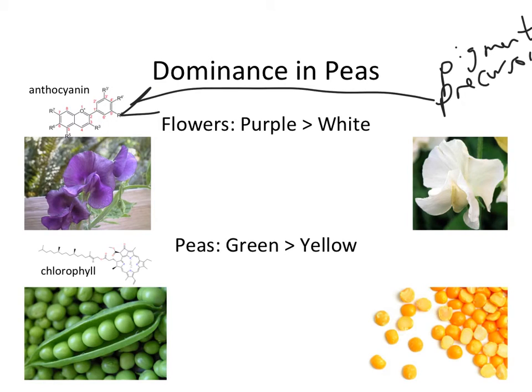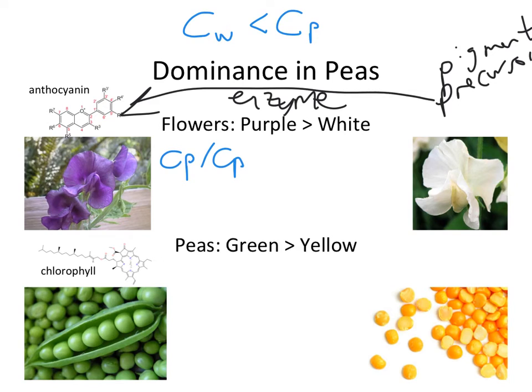There's a chemical reaction that happens inside a cell, which means we need an enzyme or protein. An enzyme is a type of protein, yep. So there's an enzyme that turns the colorless white pigment into the purple pigment. So why is purple dominant to white? Let's say we've got two alleles, color white, CW, and color purple, CP. If you're CP over CP, homozygous for the dominant version, you produce this enzyme that converts the precursor to purple, you get purple flowers.